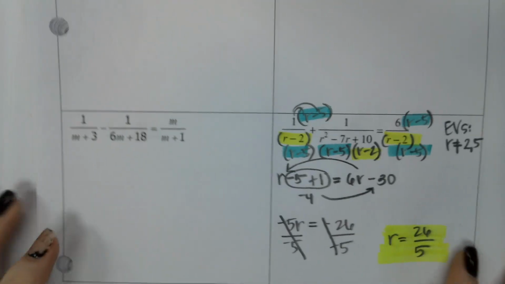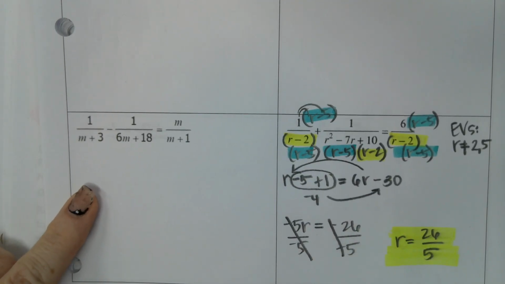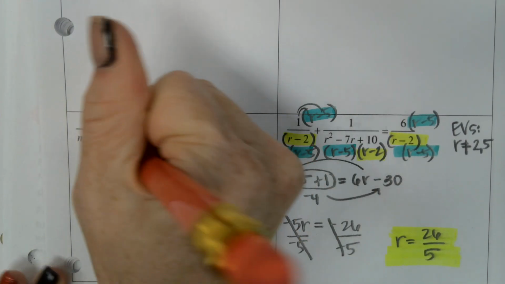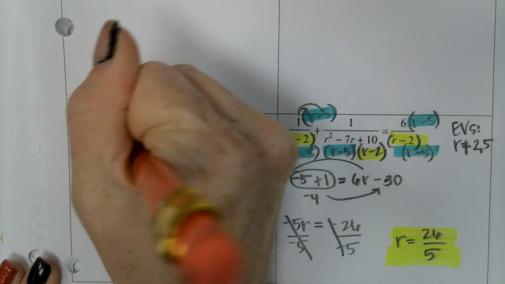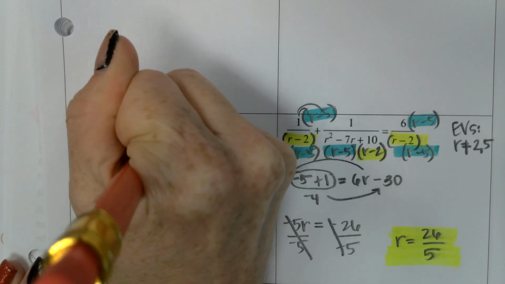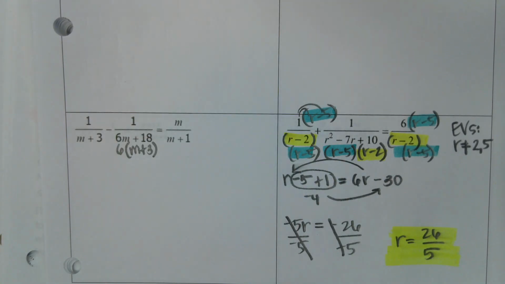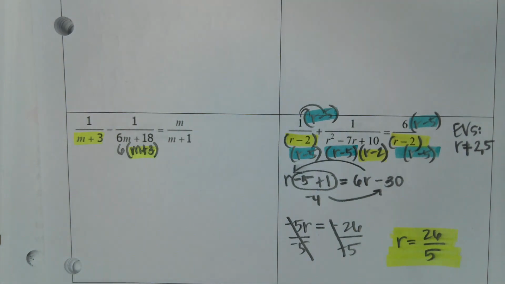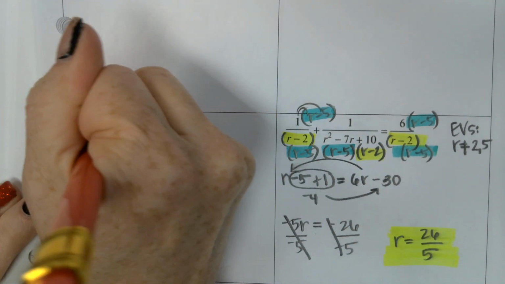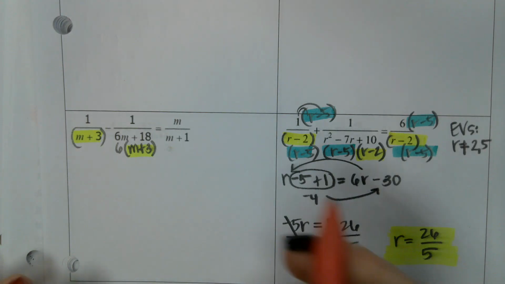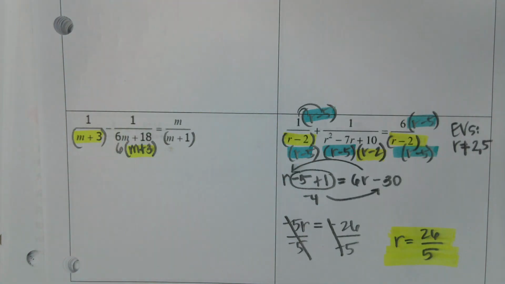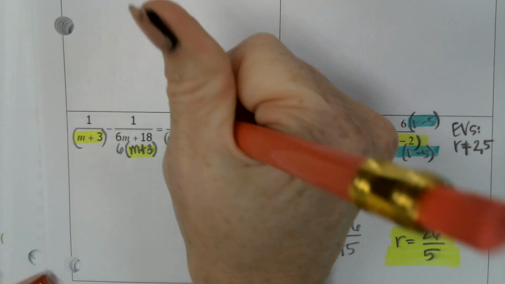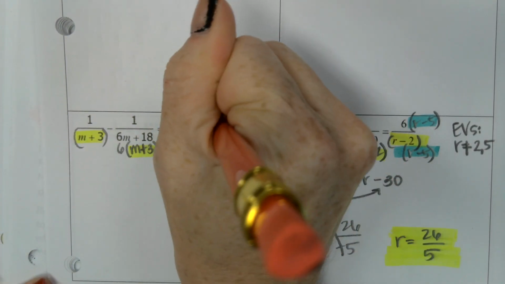All right, I'll tell you what, let's do this one right before it, and then we'll call it a day. Okay? All right, so right here, I can factor out a GCF of 6 in the middle. And that gives me an m plus 3 in 2 of my 3 fractions. Okay? That means I need to put an m plus 3 on this back fraction.